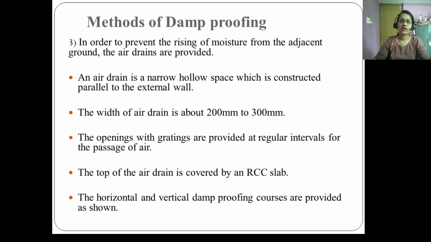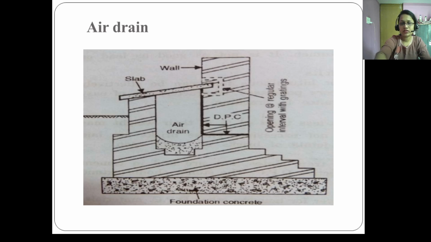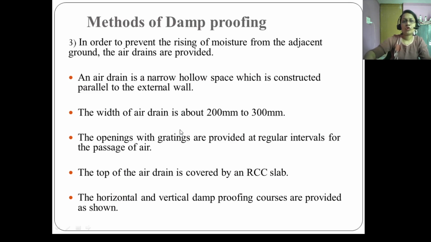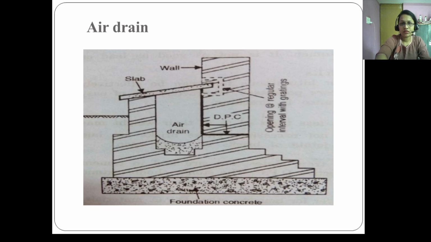In order to prevent the rising of moisture from the adjacent ground, air drains are provided. An air drain is a narrow hollow space constructed parallel to the external wall. The width of the air drain is about 200 mm to 300 mm. As you can see in this figure, this is the air drain which is provided, this is the foundation concrete, and this is the DPC layer. Openings with gratings are provided at regular intervals for the passage of air.